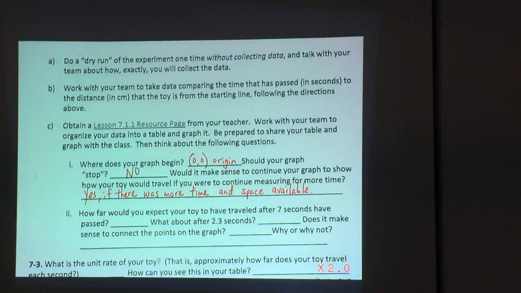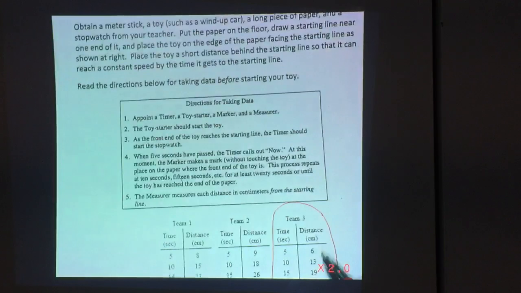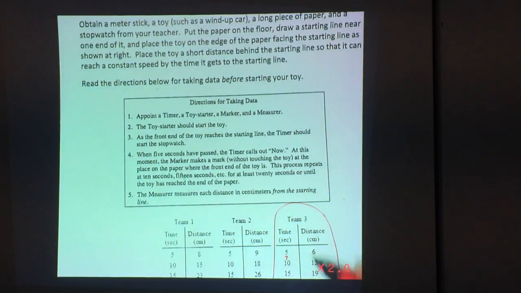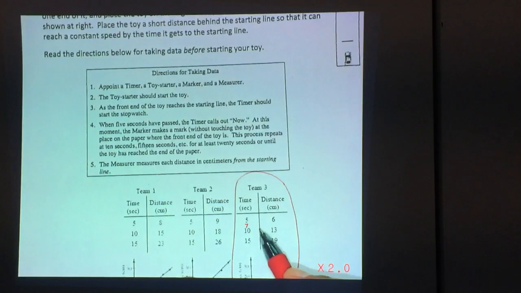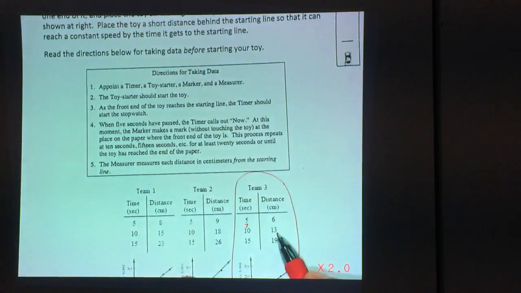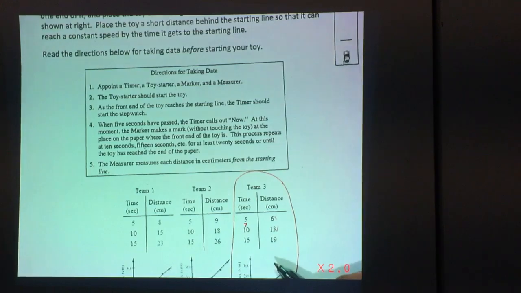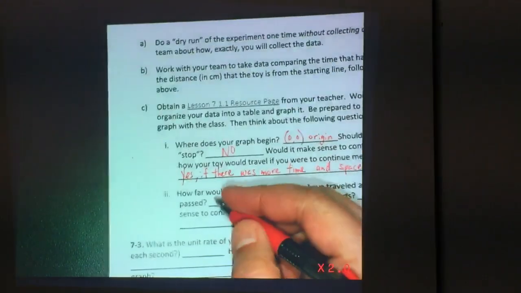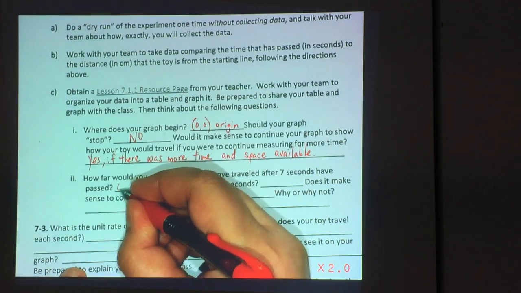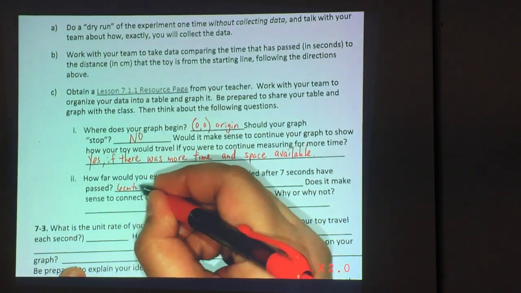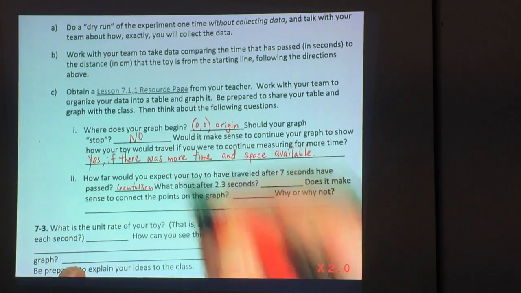How far would you expect your toy to travel after 7 seconds have passed? Okay, so I'm going to flip back around. So 7 seconds is right here, in between the 5 and the 10. Can you see that? After 7 seconds, I would expect it to travel somewhere between there and there. So we're going to say 6 centimeters to 13 centimeters.